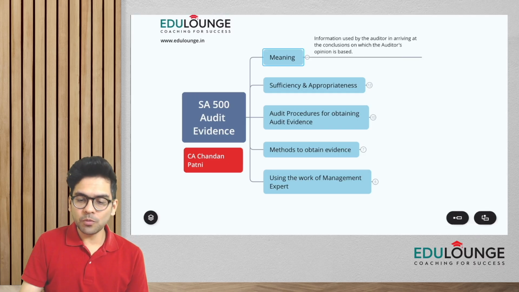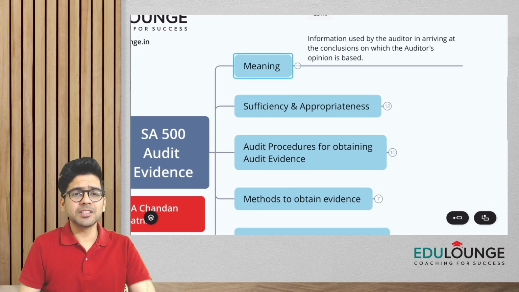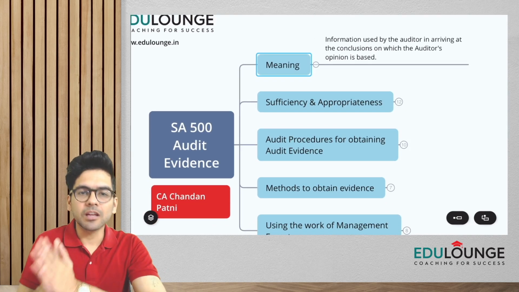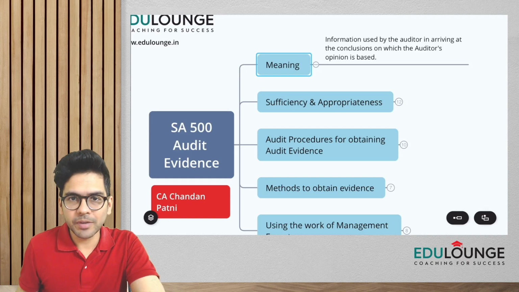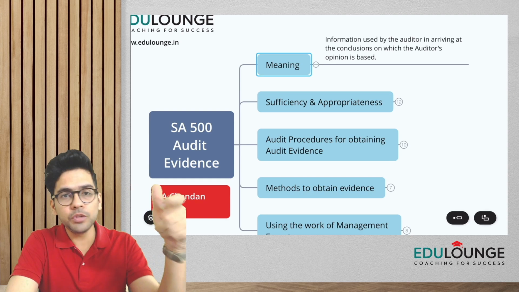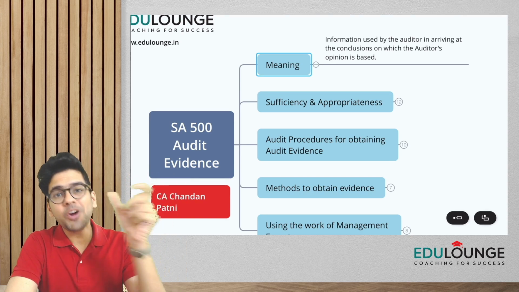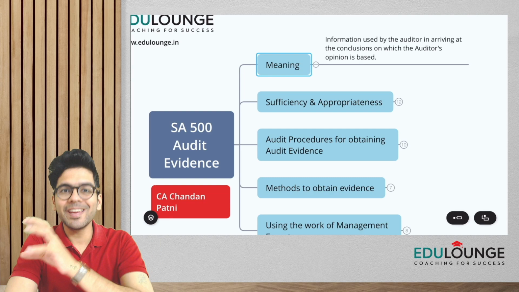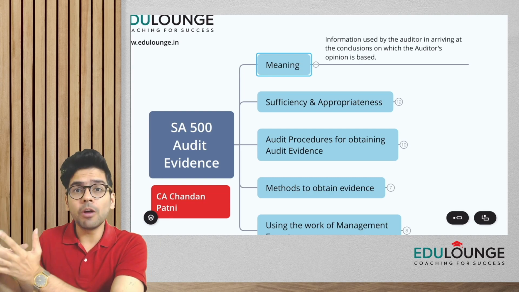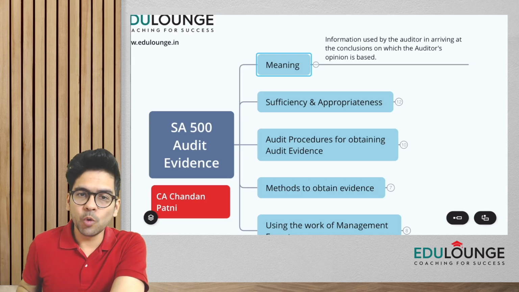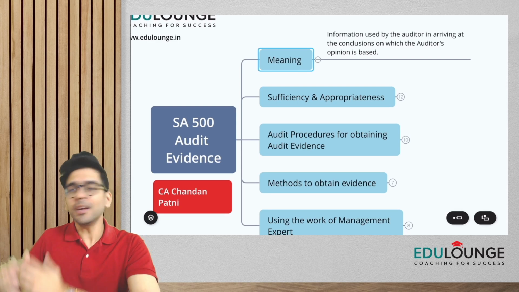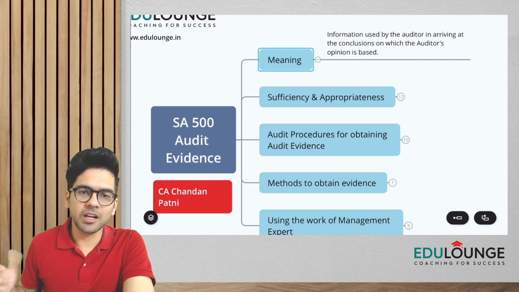So what is the meaning of the word evidence? It is basically the information which is used by the auditor in arriving at the conclusions on which the auditor's opinion is ultimately going to be based. So all of you know this, guys, that when we actually do the audit, we apply procedures. Upon application of audit procedures, what we get is called audit evidence, and on the basis of this evidence, we ultimately form a conclusion and express our opinion, right? So what is audit evidence? It is information used by the auditor in ultimately arriving at the conclusion.